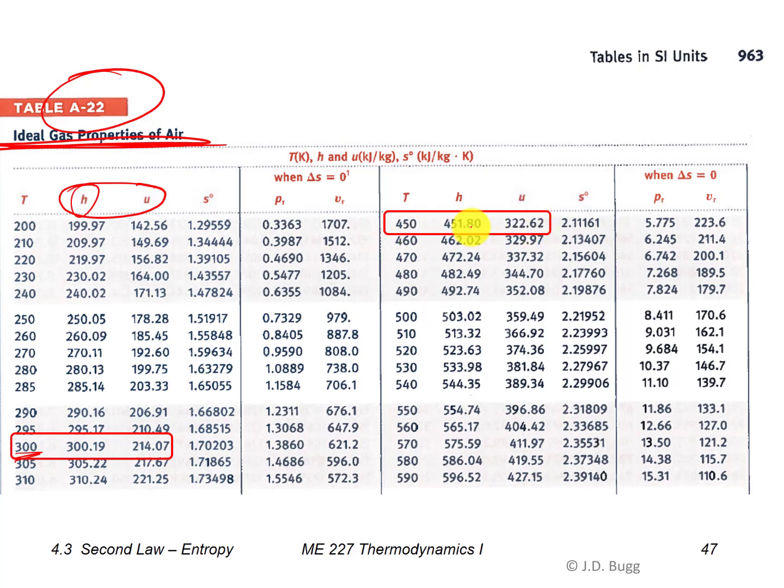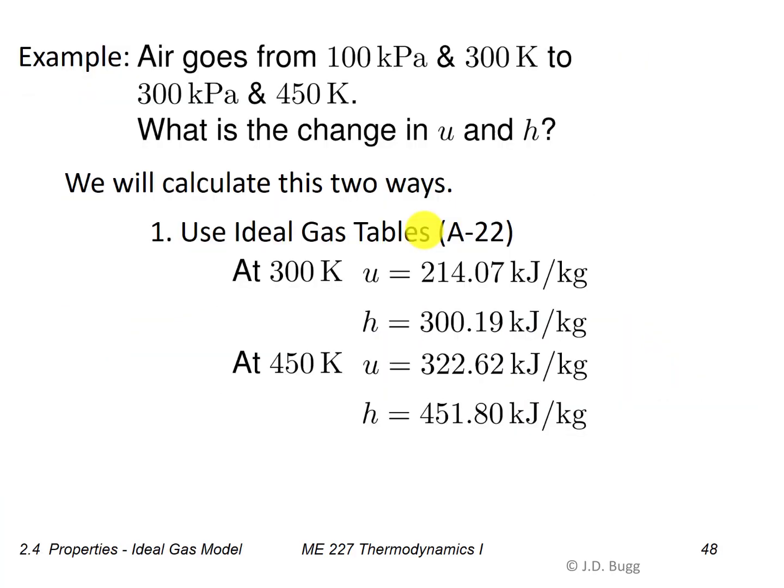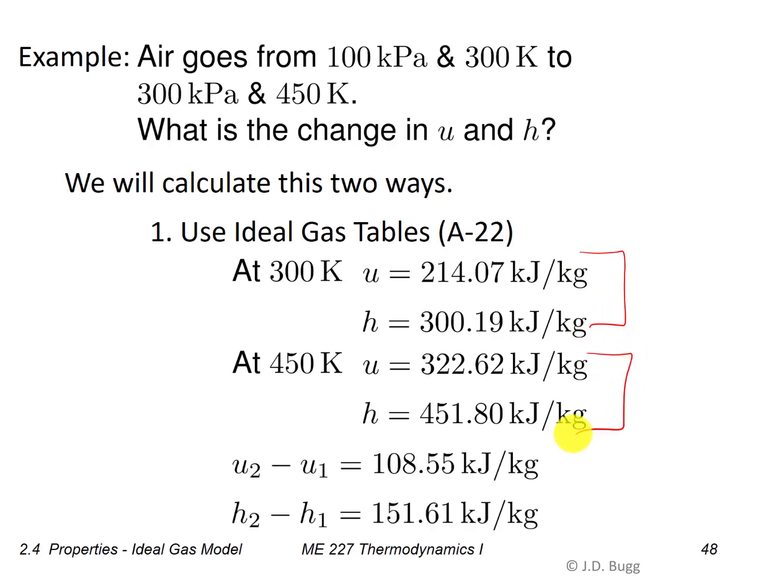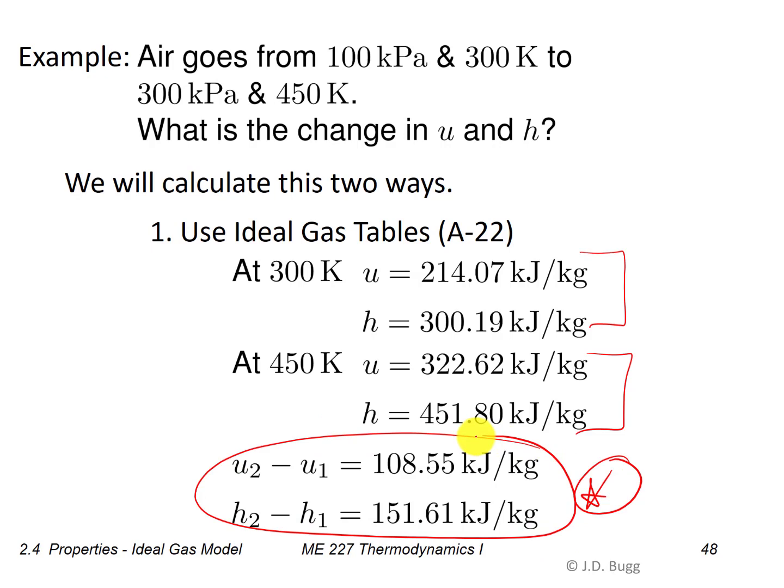So this technique is just a matter of looking up U and H at the initial temperature and the final temperature and subtracting the two. So that's what we're doing here. Here are the values of U and H right off of the table that we were just looking at. And so U2 minus U1 is 108.55, H2 minus H1, 151.61. So that's just subtracting these values from these values. So this is our first technique. That's the answer to this little question for the first way that we're going to do it.